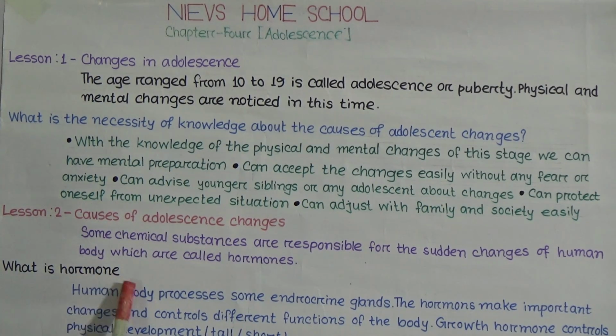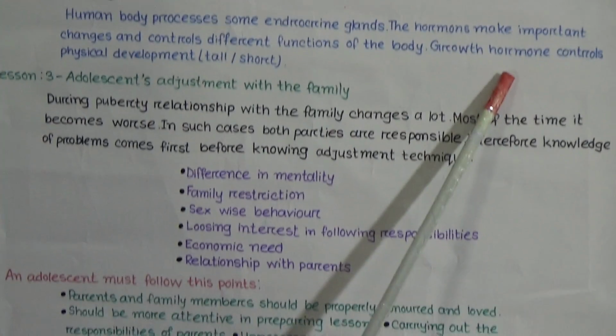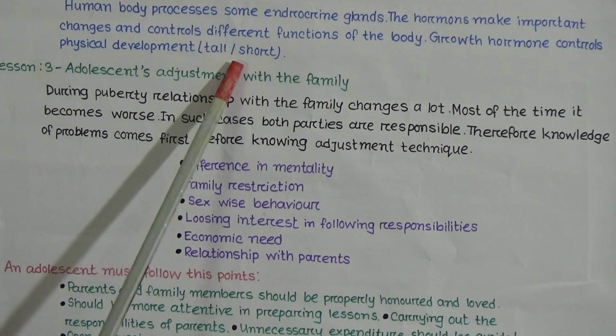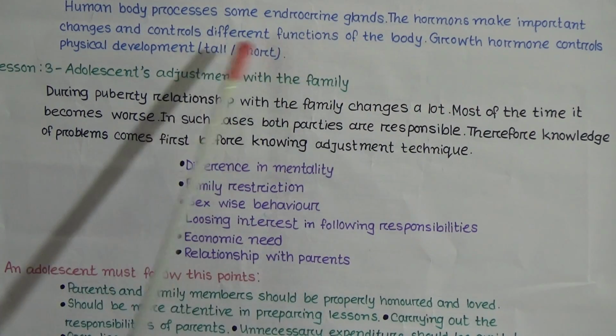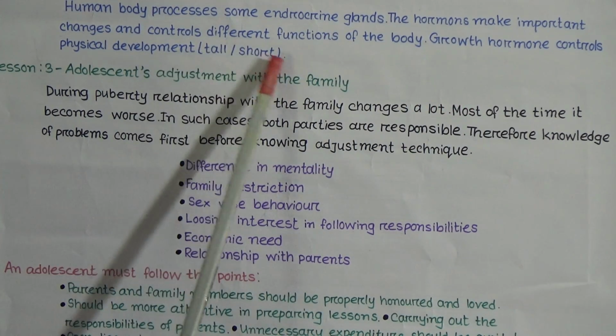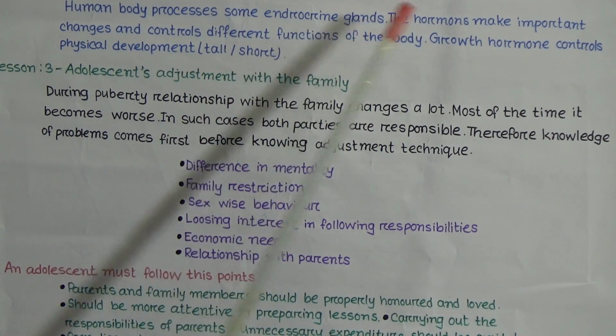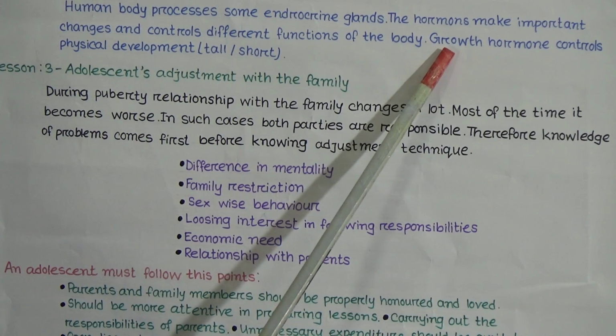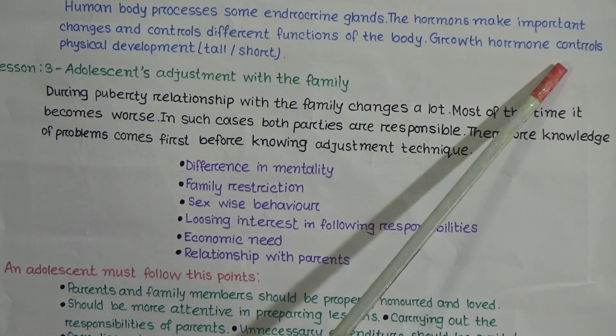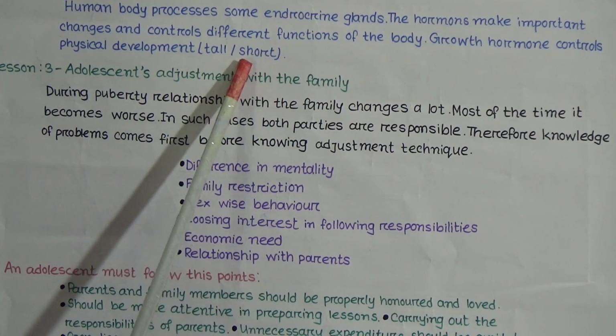Now we'll learn about what a hormone is. The human body possesses some endocrine glands. The hormones make important changes and control different functions of the body. Growth hormone controls physical development, that means being tall or short. So in our society we find tall people or short people. This happens because of hormonal change, and the hormone behind this is growth hormone. Because of growth hormone, people can be tall or short.